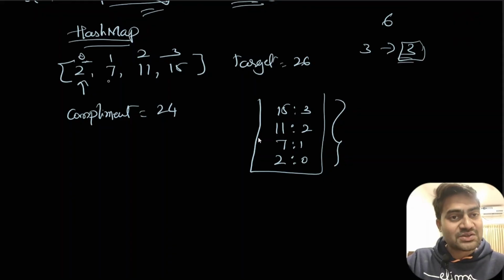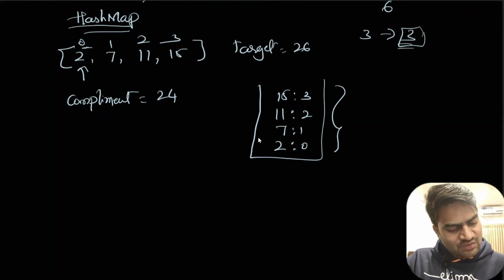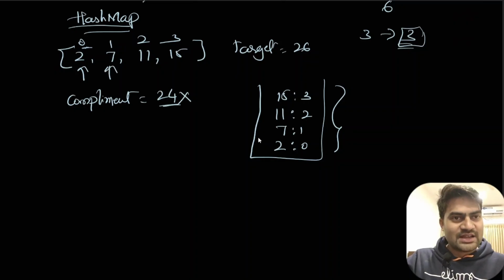So we also need to check its index should not be equal to whatever the index we are considering at that moment. So we will check that in the code. So now what I will do, I will check for its complement. Is it there in the hash map? No, it is not there. So I'll move to the next number.